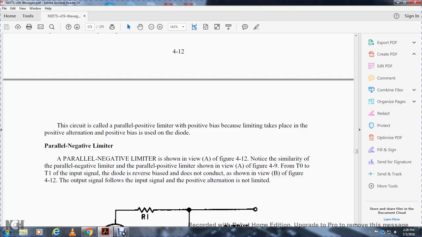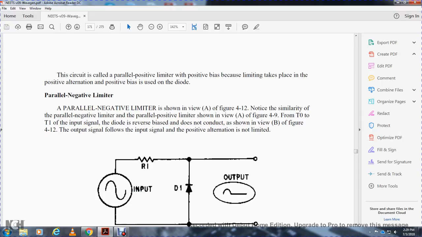Parallel negative limiter. The parallel negative limiter is shown in view A of Figure 4-12, with most similarity to the parallel positive limiter shown in view A of Figure 4-9. In the time interval 0 to 1 of the input signal, the diode is reverse biased and does not conduct, as shown in view B of Figure 4-12. The output signal follows the input signal, so the positive alternation is not limited.